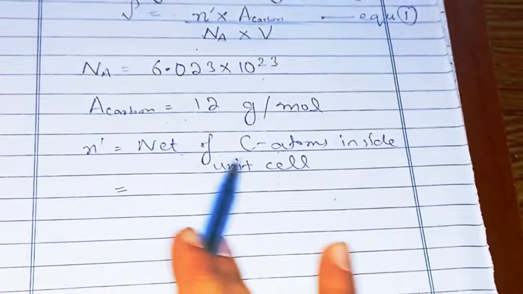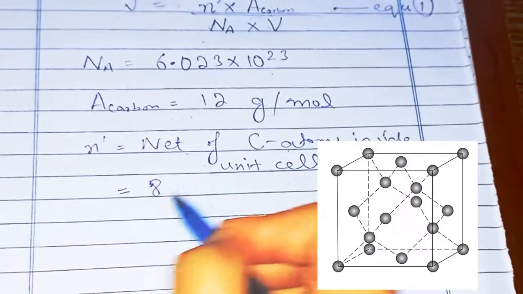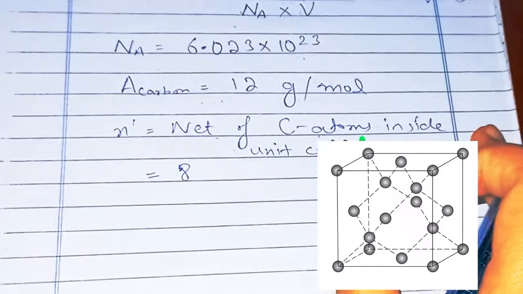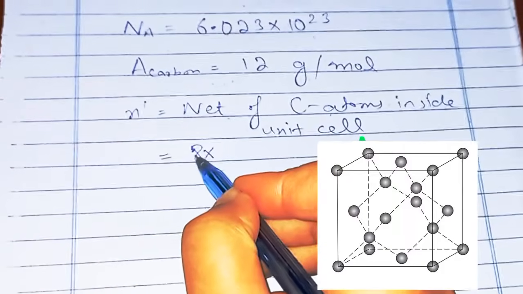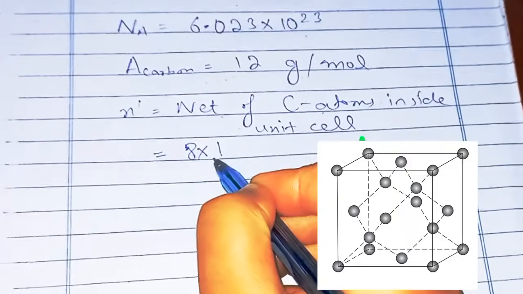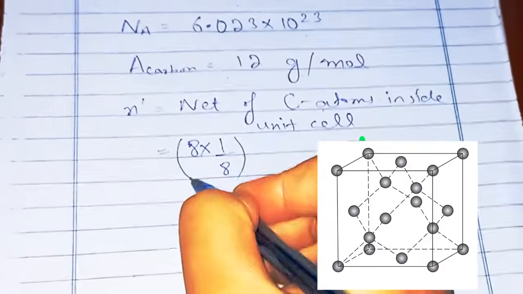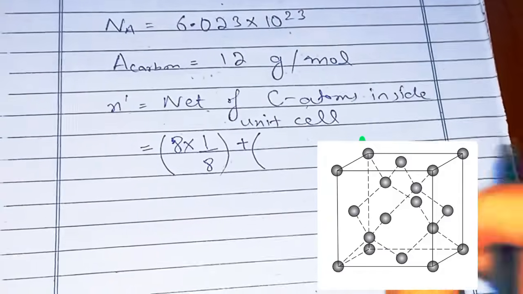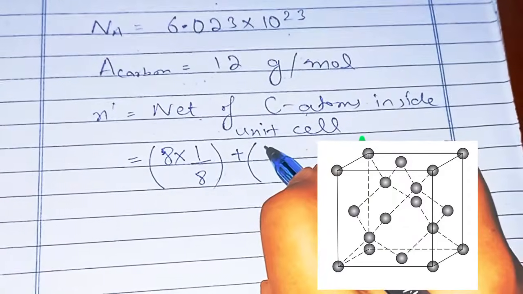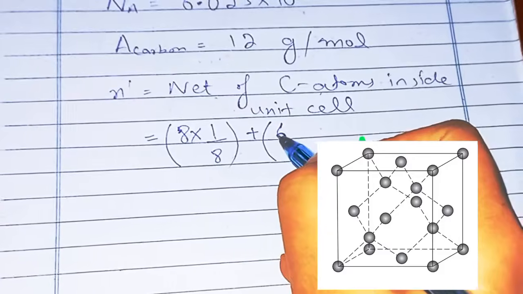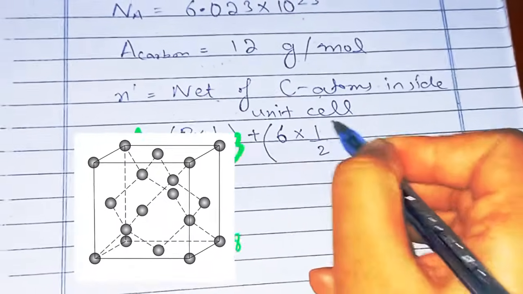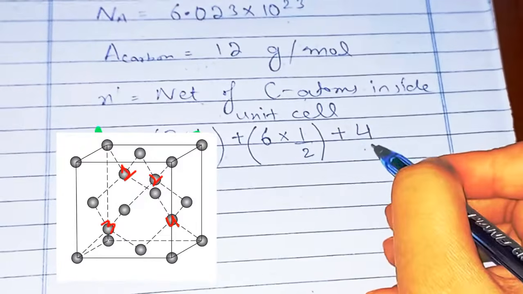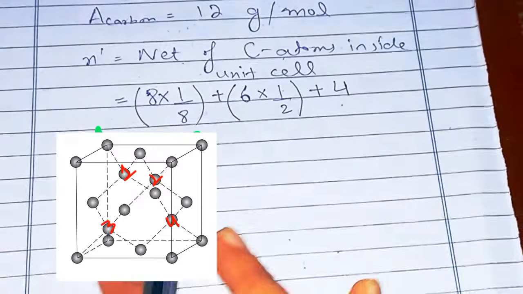Diamond has a cubic structure, with 8 carbon atoms at the corners of the unit cell, and each of them contributes 1 by 8 to a single unit cell. Plus we have carbon atoms at the face centered point of each of the 6 faces, and they contribute half to each unit cell, so it's 6 into 1 over 2. Then we have 4 carbon atoms at the tetrahedral voids inside the unit cell.